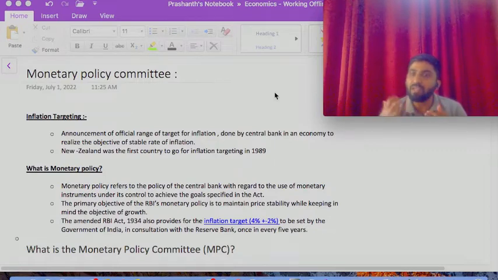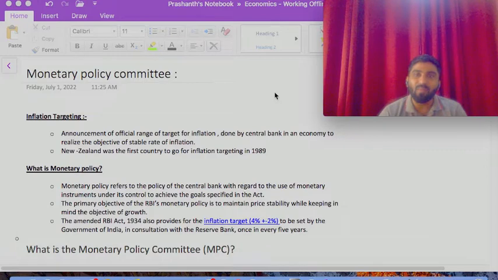So inflation is supposed to happen in an economy if the economy has to grow. But the targeted rate at which inflation can grow is nothing but inflation targeting. New Zealand was the first country which came up with the idea of inflation targeting, in the year 1989. So this is the background about inflation targeting.